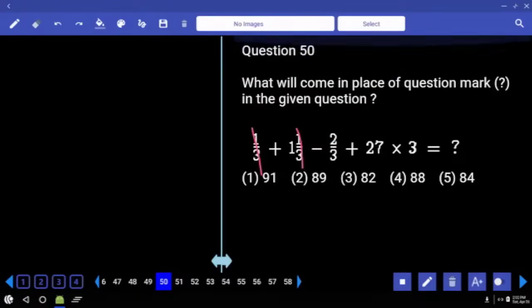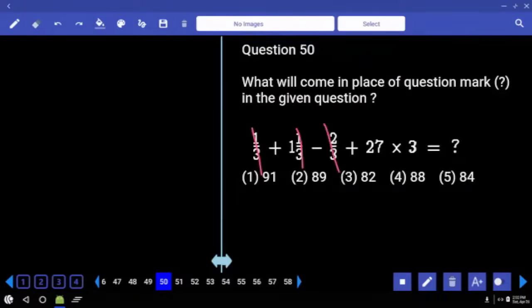1 by 3, 1 by 3, 2 by 3. Minus 2 by 3 cancel. 27 3 times 81. 81 plus 1, 82.